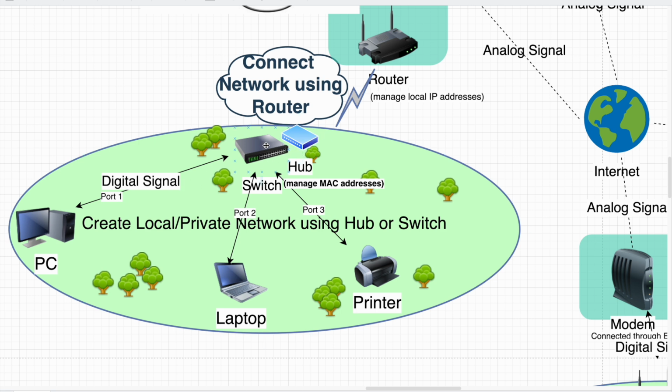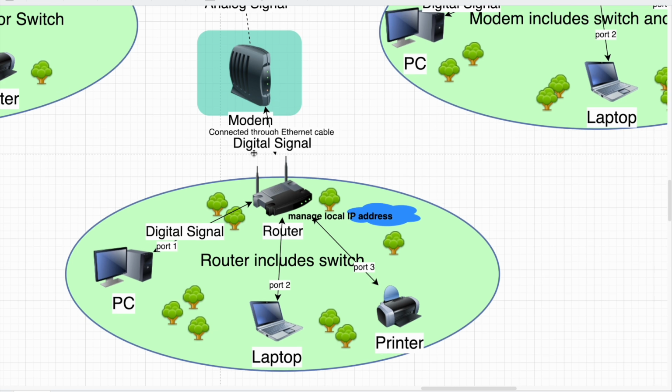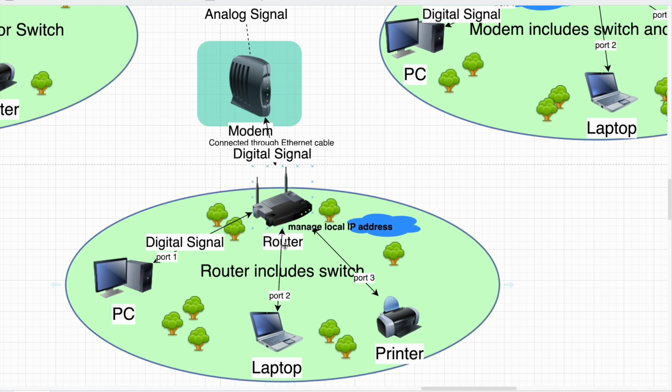Then the switch has multiple ports, and on each port we connect a device. This switch or hub manages the addresses. As we saw previously, the switch stores the MAC addresses in the CAM table. Then let's see the next house. This house has a router, and the switch is included in the router itself.